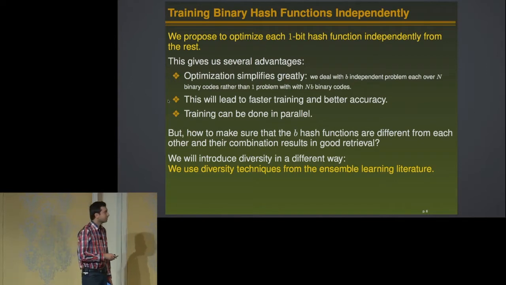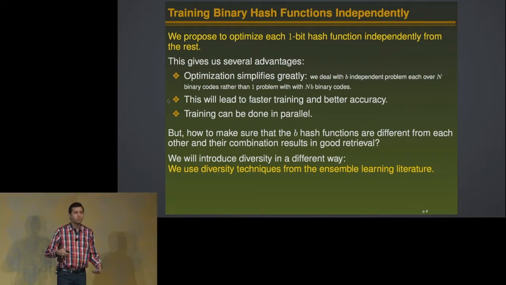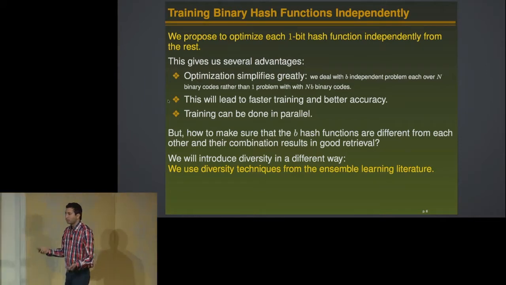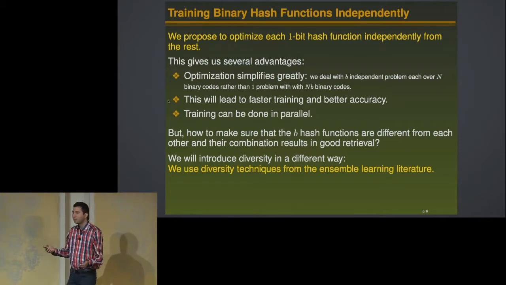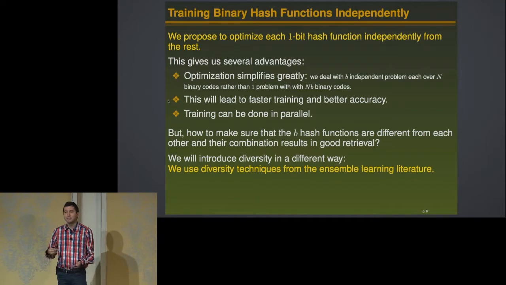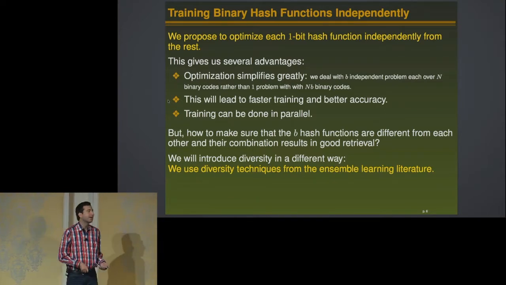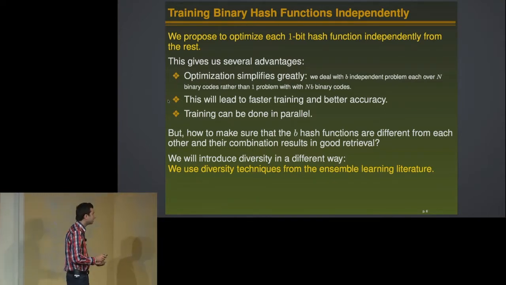There is one important question: how to make sure that the objective functions are different. If we train all of the objective functions in parallel, it means that they could end up being identical and we gain nothing over only one of the hash functions. And we are going to use diversity techniques to overcome this problem.